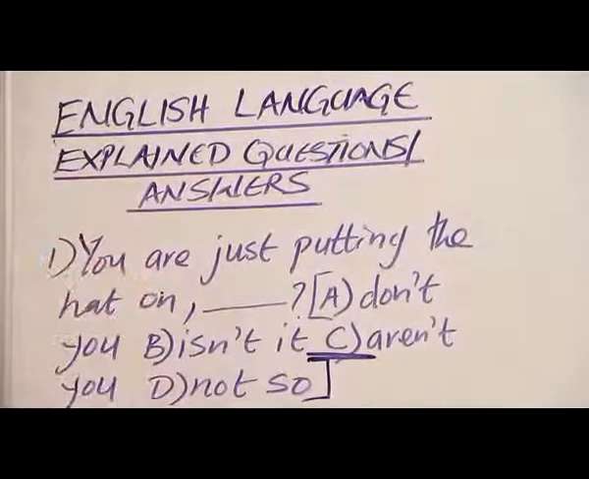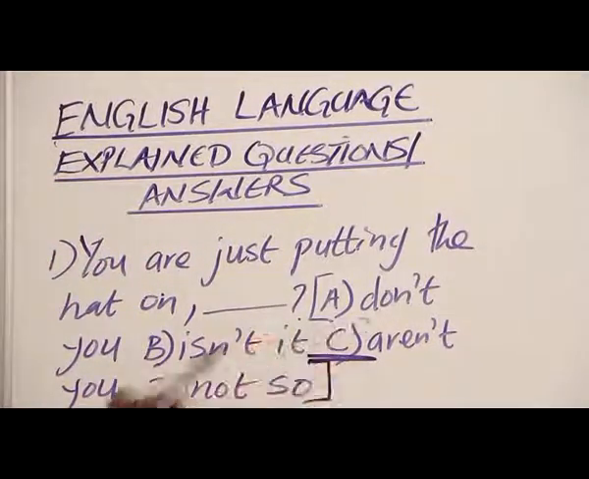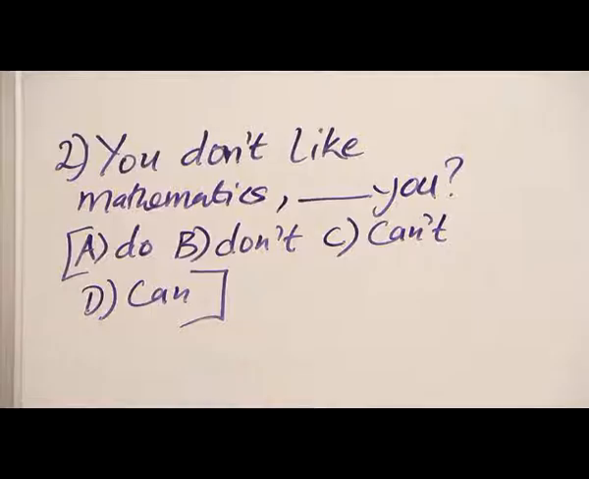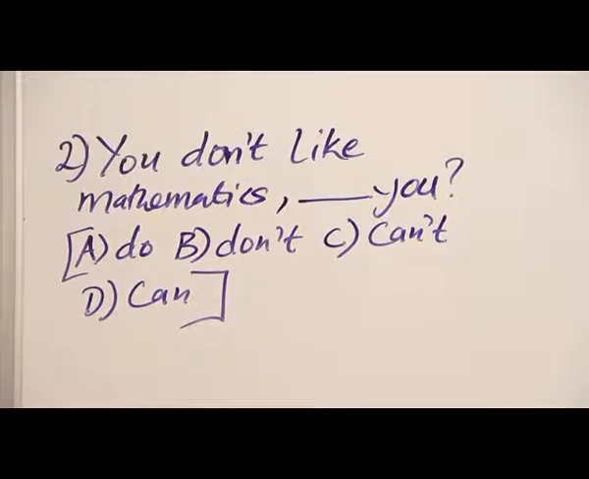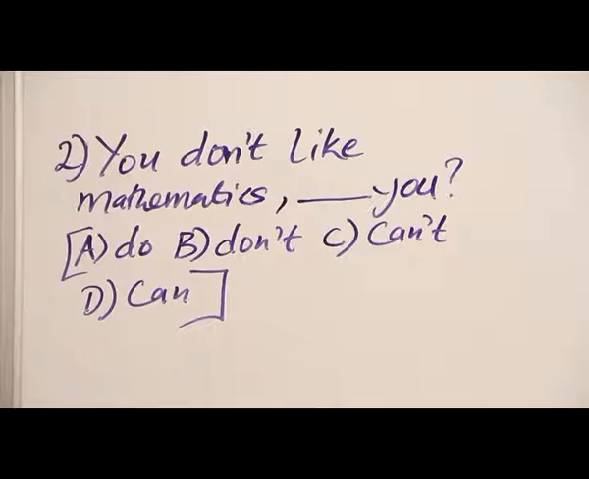Okay? And chew. That becomes C as the answer. Question number two. You don't like mathematics. That's you. Options: A, do. You don't like mathematics, do you? B, don't. You don't like mathematics, don't you? C, can't. You don't like mathematics, can't you? And D, can. You don't like mathematics, can you?